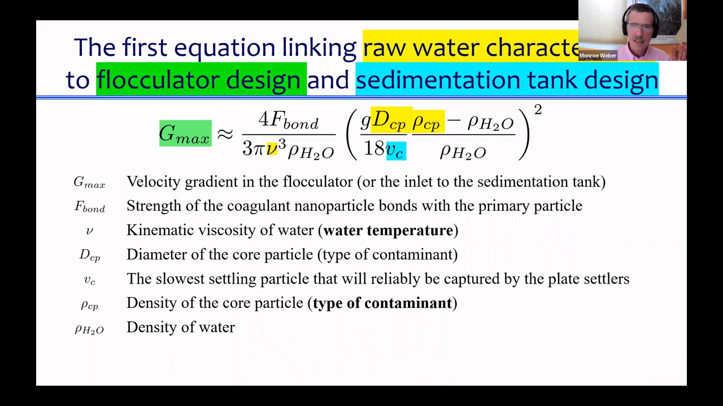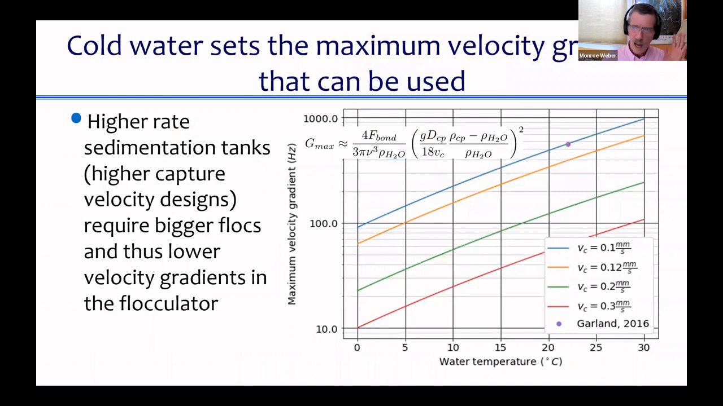And I took this one step further. I plotted it, and I have one data point on this graph, which means we are begging for some more research. The one data point was done by Casey Garland. It's a purple data point out there around 22 degrees Celsius, because she did experiments at room temperature. That was the curve that she was on.